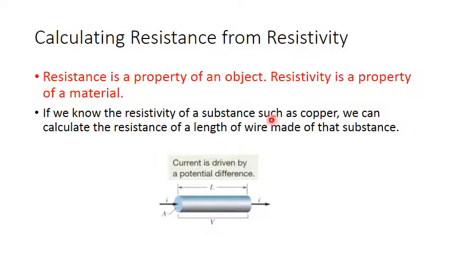So if we know the resistivity of a substance such as copper, we can calculate the resistance of a length of wire made of this material.